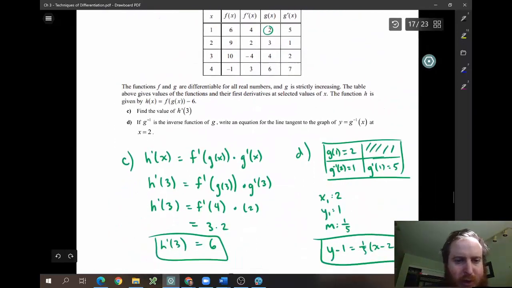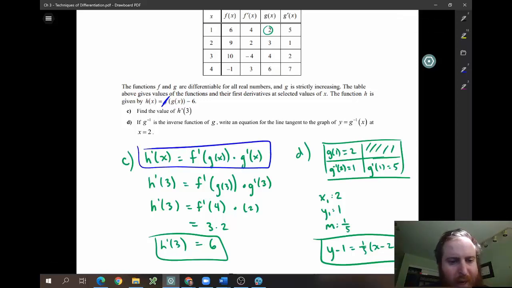Okay, next one, we've done this a few times, is the h prime of x. So the outside is f prime of g of x times g prime. This really almost needs to be memorized. It's so common. Right, so we get h prime of 3 equals f prime of g of 3 times g prime of 3. We've done this a bunch of times. You get 6.